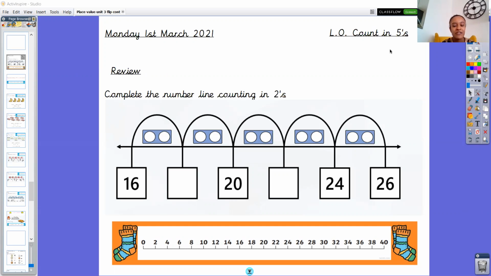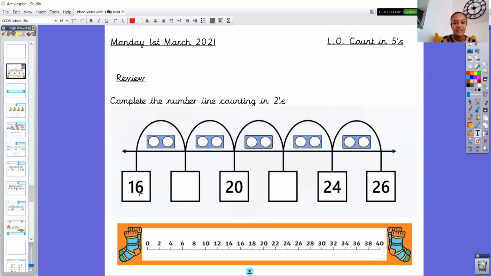But before we do that, we're going to review our learning of counting in twos from last week. So I've got a number line with some missing numbers, and the numerical pattern is showing that it's going up in twos. And I've also got a number line with the numbers counting in twos at the bottom. So please can you see if you can fill in those missing numbers, this one and this one, using the number line. So pause the video now to do that.